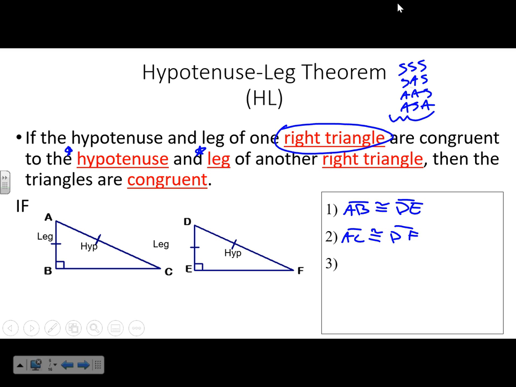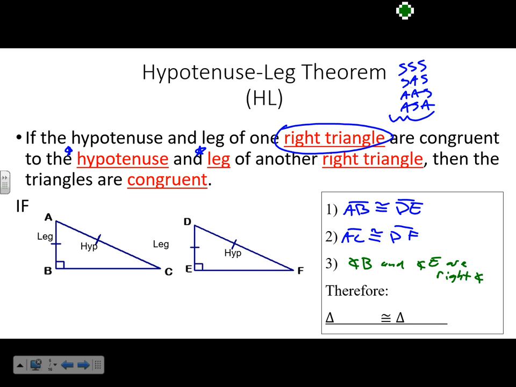It needs a third one, and that is the fact that angle B and angle E are right angles. Therefore, that proves that triangle ABC is congruent to triangle DEF because of the hypotenuse leg theorem.